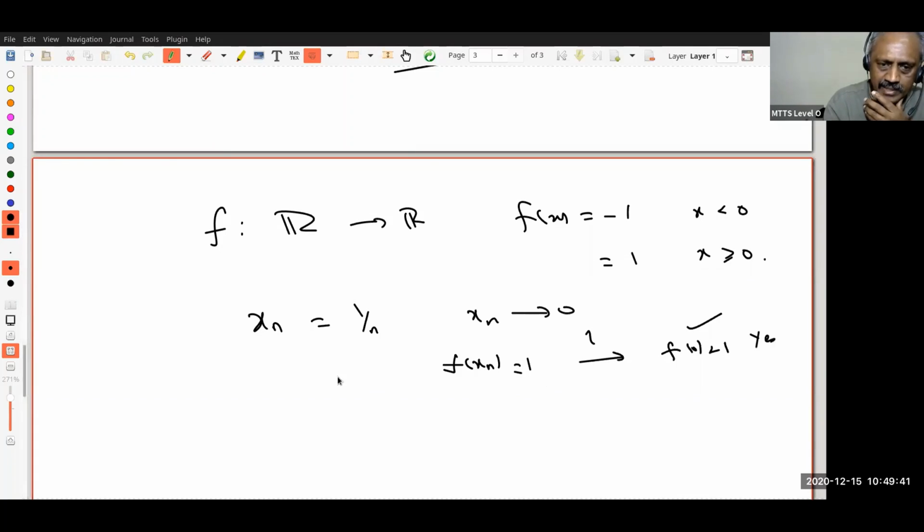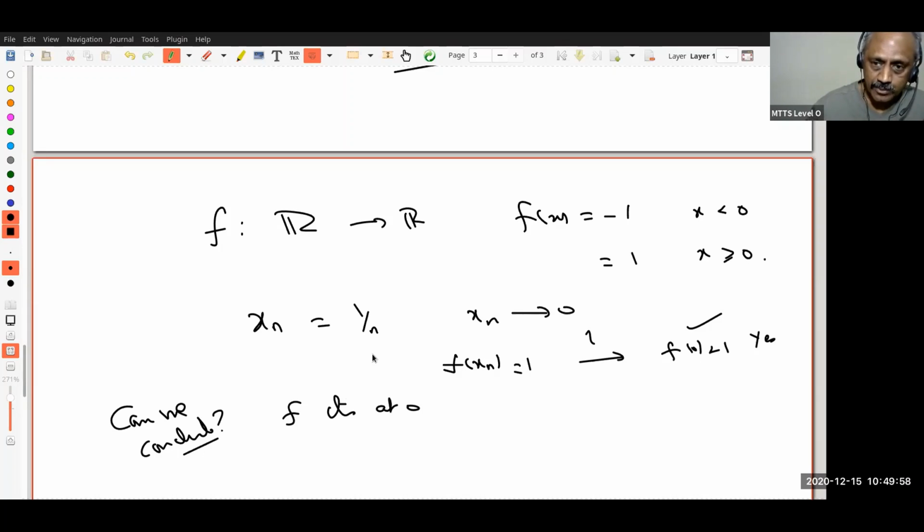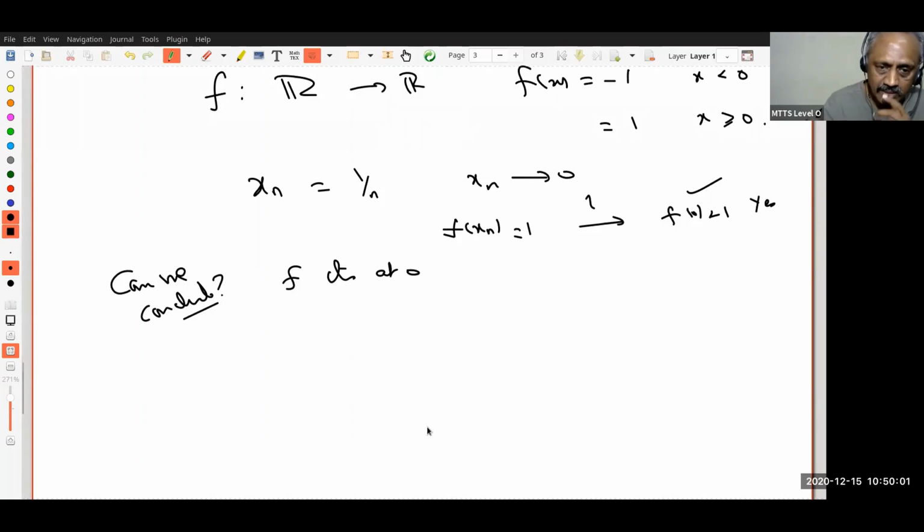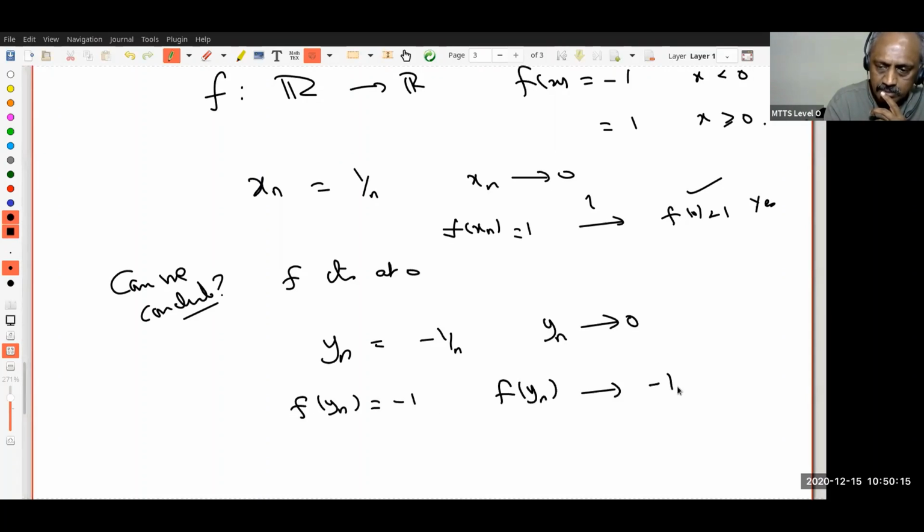Yes. So can I conclude f is continuous? Can we conclude? No. Why? We are supposed to prove this for each and every sequence xn converging to 0. So we chose one sequence for which it happened to be true. But let us look at this sequence yn, which is minus 1 by n. Then yn also goes to 0. What is f of yn? F of yn is minus 1. Therefore, where does f of yn converge to? It converges to minus 1. Is it equal to f of 0, which is 1? No.